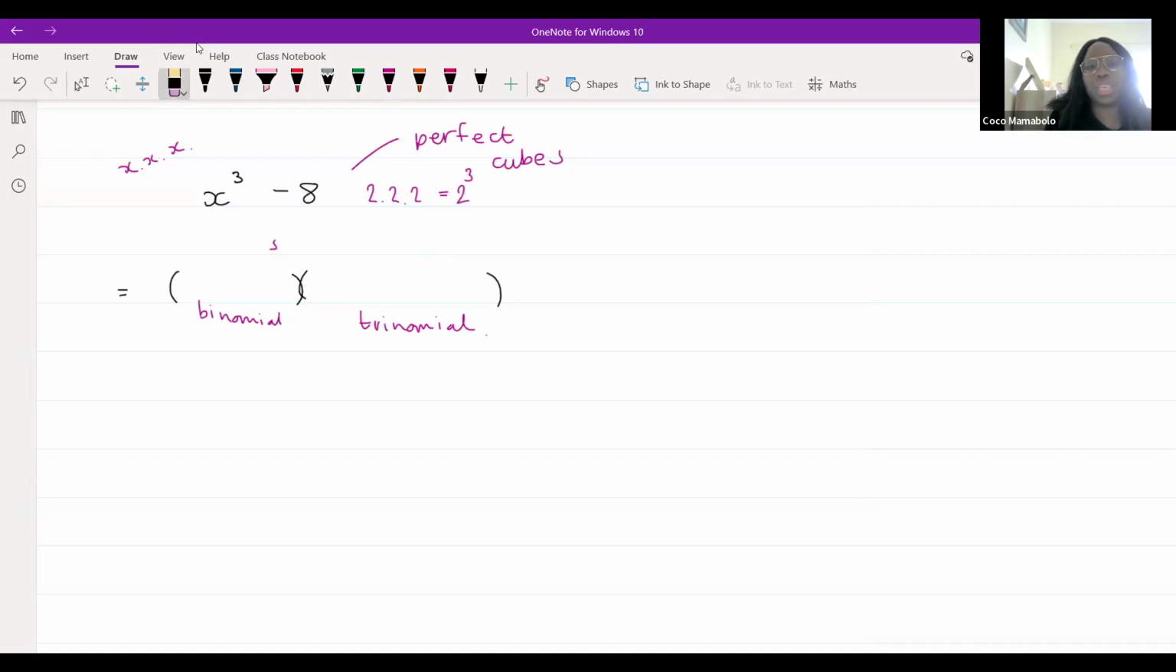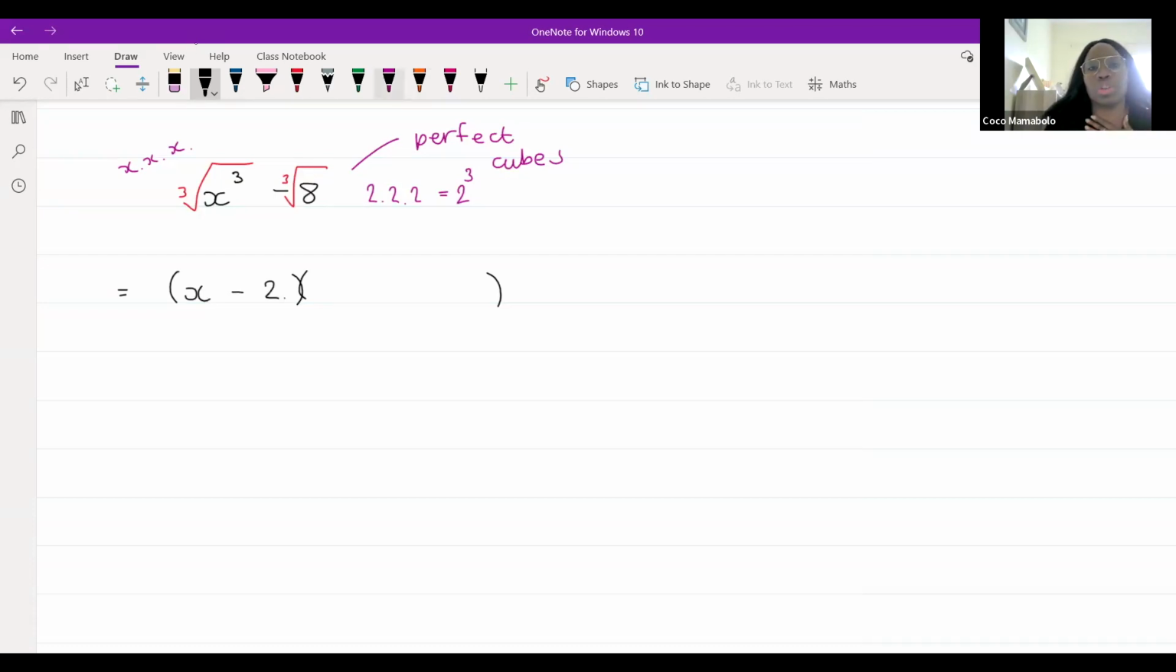What we'll do here is first cube root each of our terms. We take the cube root of x cubed, and the cube root of -8. The cube root of x cubed is x, and the cube root of -8 gives me -2. Well done, Amanda. Excellent. Now we're going to look at what happens in this bracket over here.